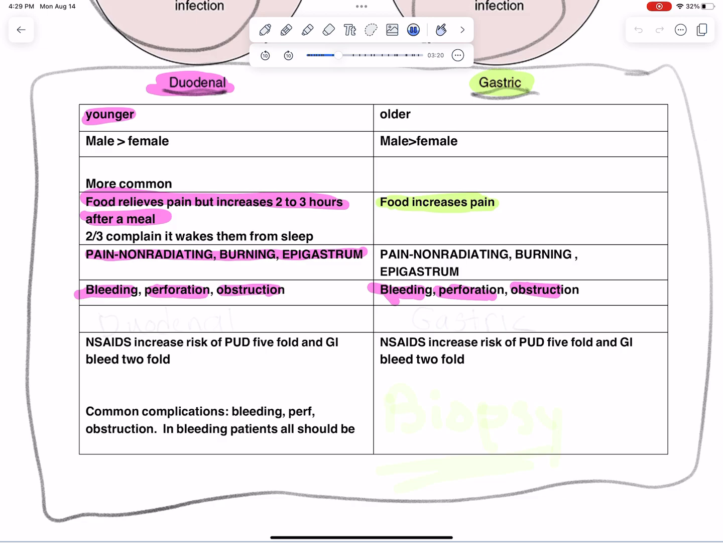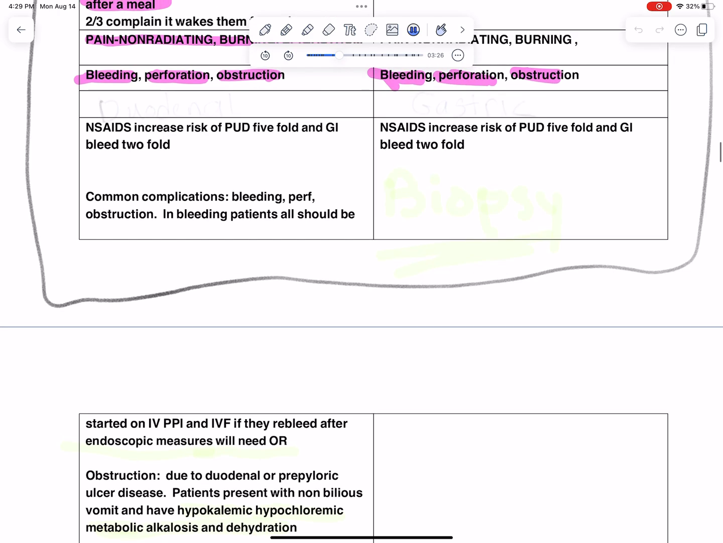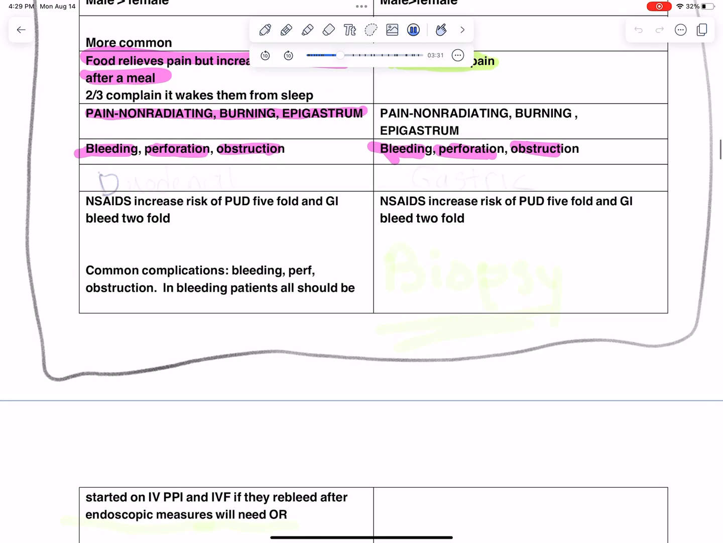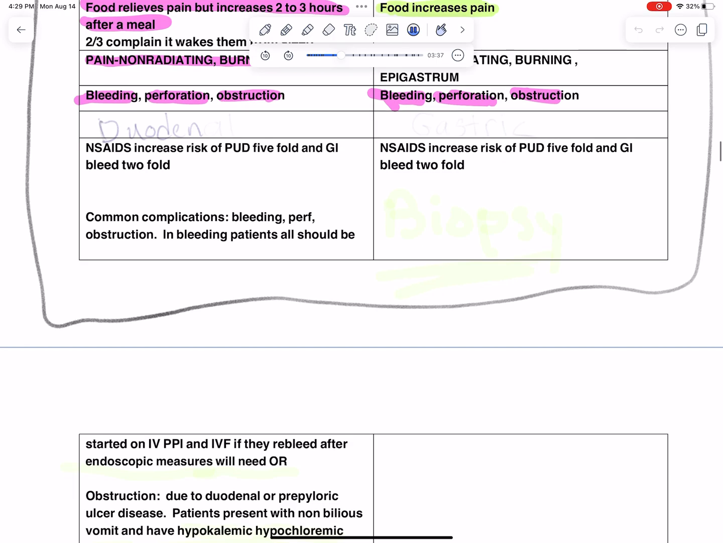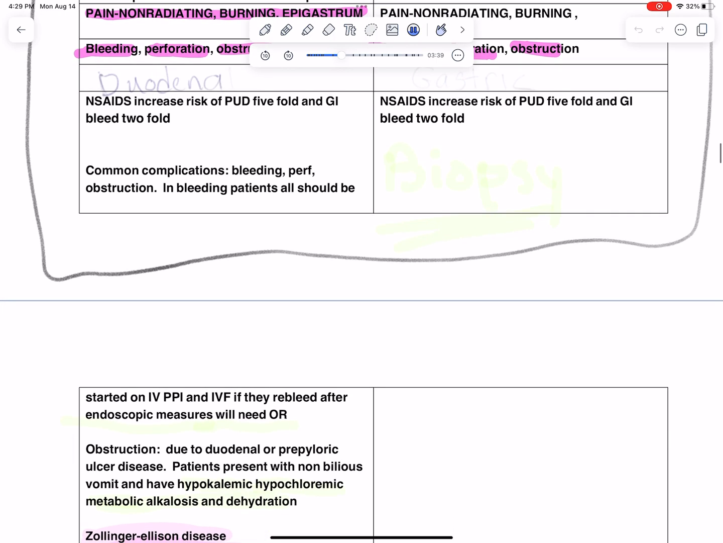I've moved our chart along. I will still write duodenal ulceration here. Duodenal. And gastric, so we remember. Here's one thing I'm going to write about gastric. We need to biopsy gastric ulcers. Biopsy them, okay?